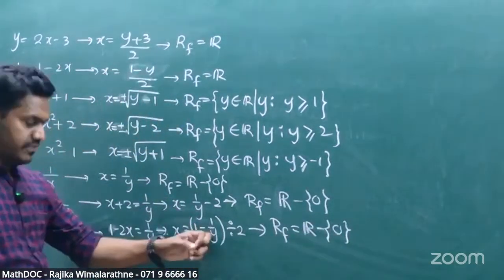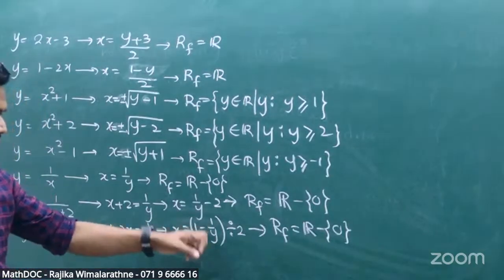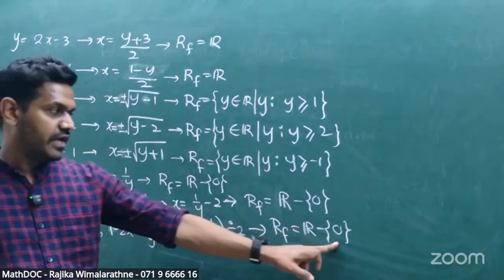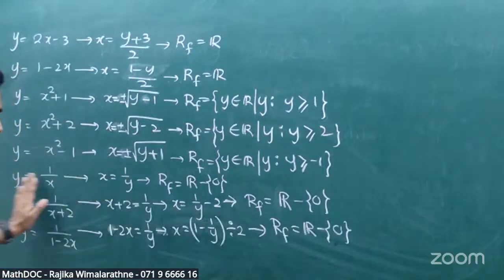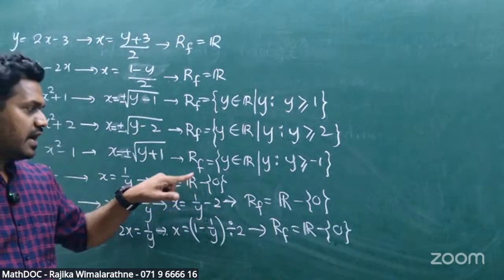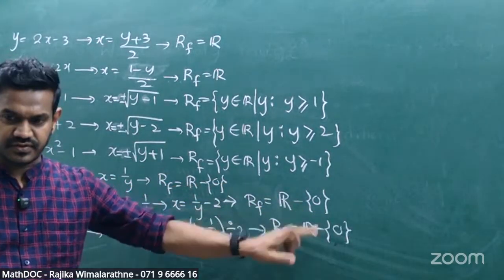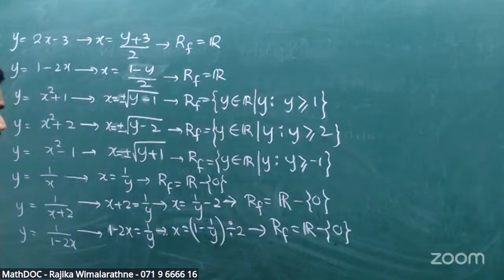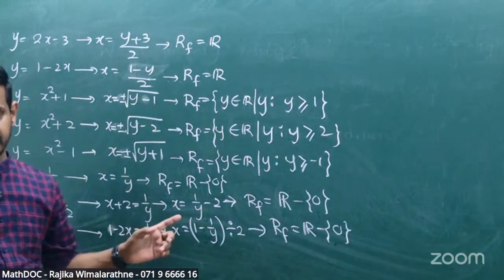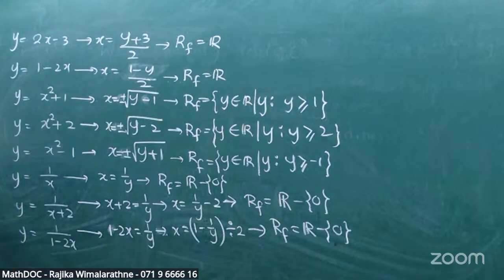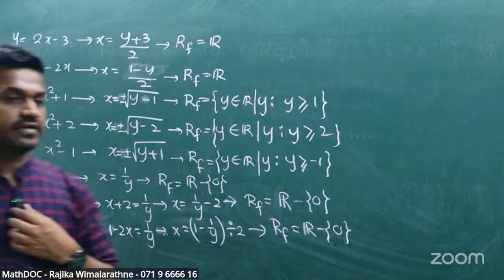So here we have denominator 0, x at y equals 0. We have to remove it. Then all rational type we can see here, just like R minus 0, no? R minus 0. We have to remove zeros. That is our range. Okay, complete.